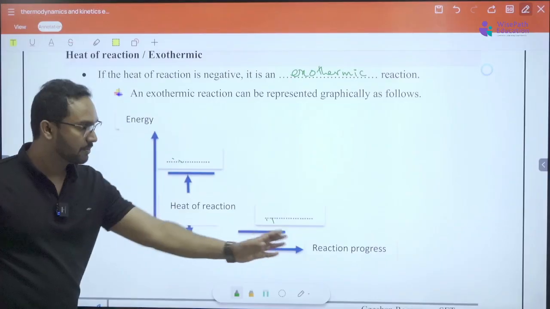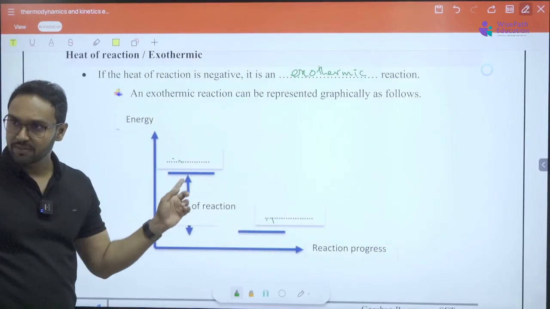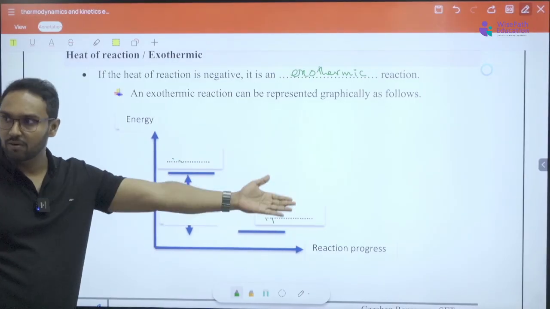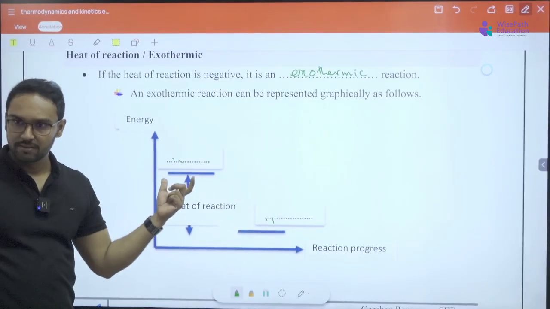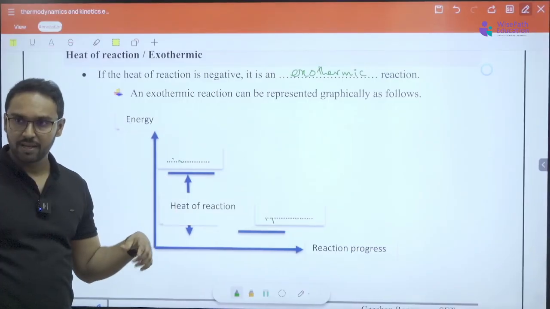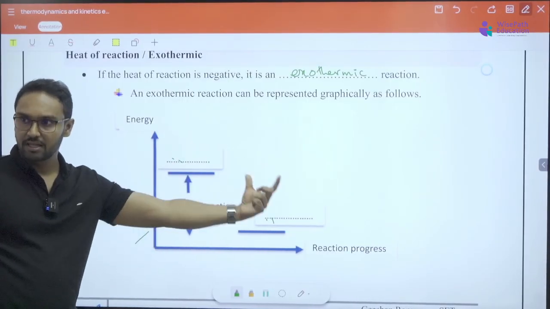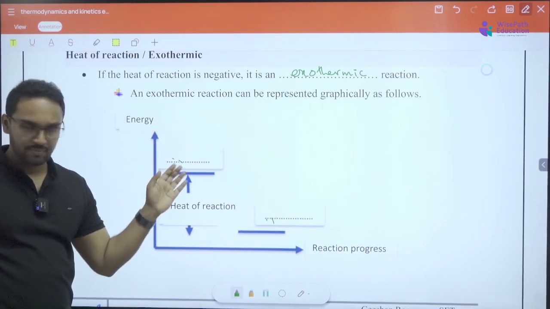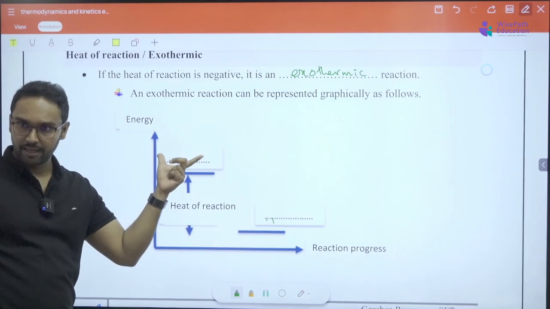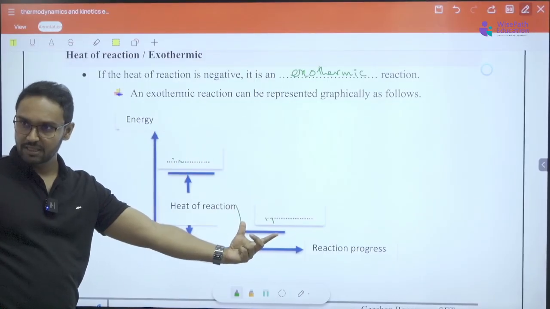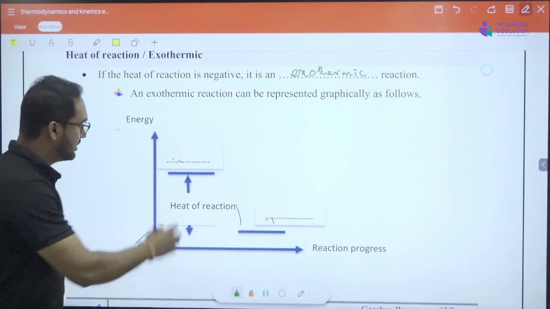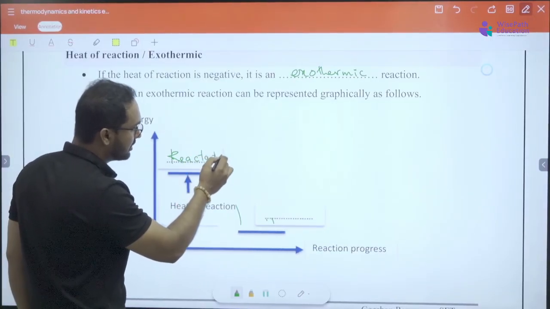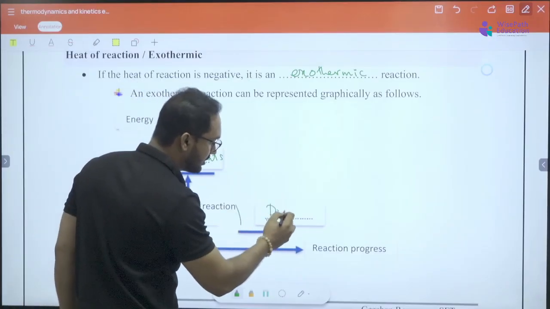And even in the reaction progress, the product should occur after the reactants, isn't it? Because first is reactants, then only the products occur. It should always be the reactant first, then the products. And if you compare the energy in an exothermic reaction, the energy of the reactant is greater and the energy of the product is low. So this is reactants, this is products.